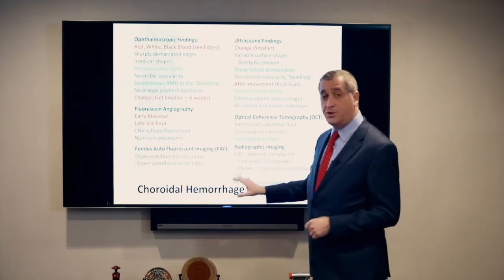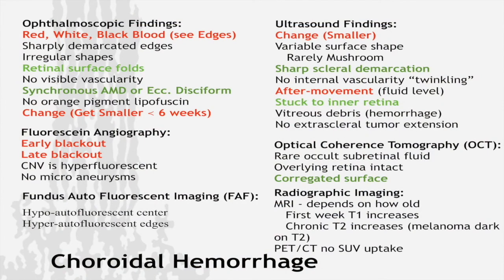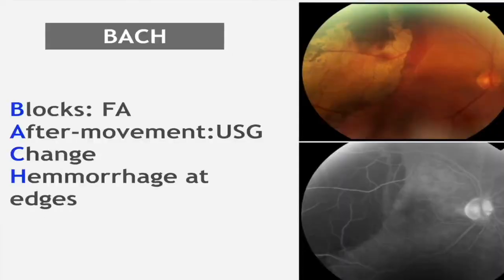There is a lot of literature on doing MRIs on eccentric disciforms and choroidal hemorrhages. They also change over time. So unless you're going to be committed to doing serial MRIs, I don't find them that helpful. So here's my mnemonic for choroidal hemorrhage, Bach. Do a little classical music mnemonic. It blocks fluorescence. There's after movement, which we'll see on the ultrasound. They change relatively rapidly over time, and look at the edges for hemorrhage.